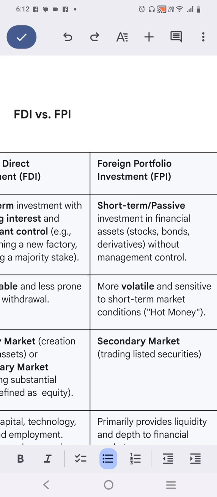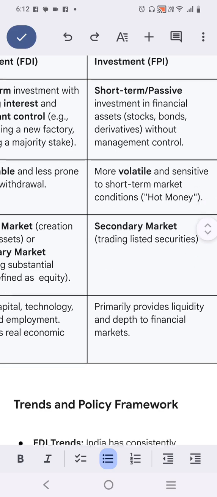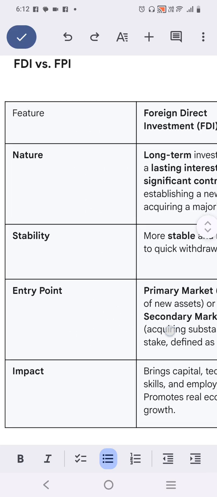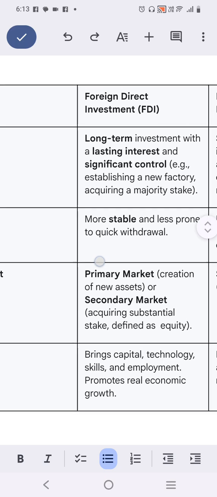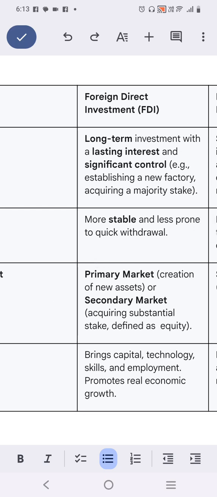Investment in financial assets, stocks, bonds, derivatives without management control. Stability: FDI is more stable. In FDI you have a lasting interest and significant control, like establishing a new factory or acquiring a majority stake. So there you become the owner of a company or a factory, or take a majority stake in a company, so that decision-making power remains in your hands.